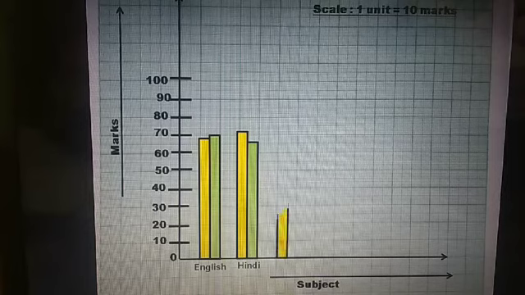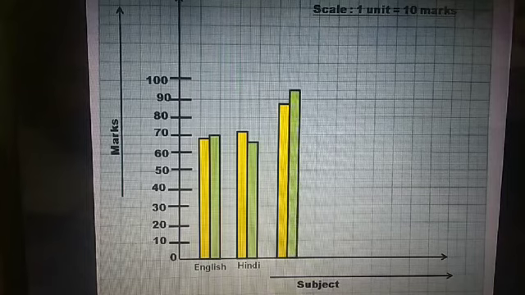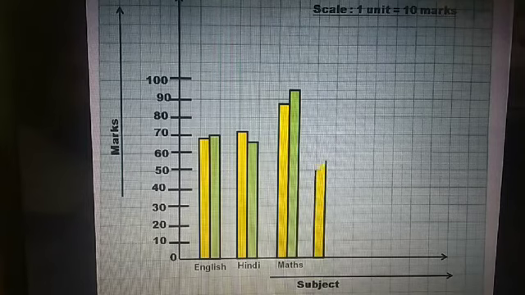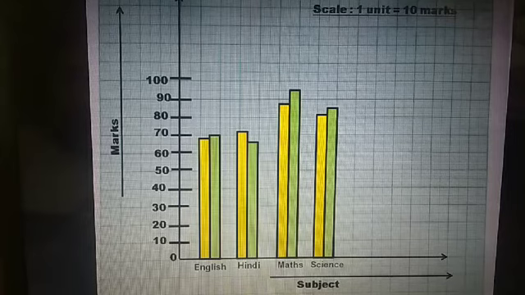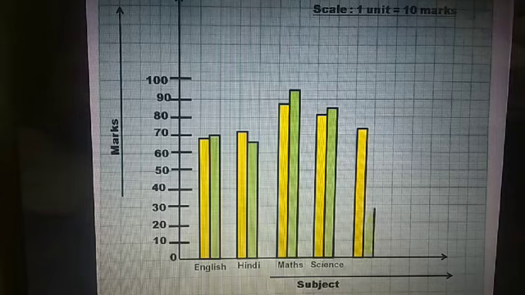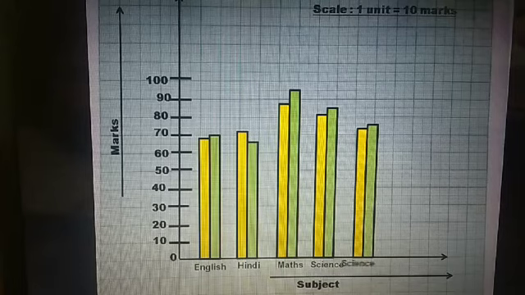Eighth line after 80. 95. Fifth line after 90. Similarly, 81 will be the first line after 80. 85 will be the fifth line after 80. This is for science. Next is the third line after 70 and then the fifth line after 70. This is for social science.